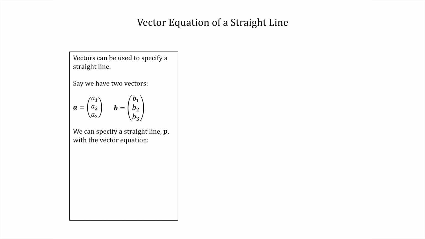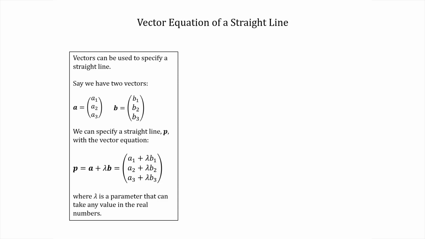One way to specify a straight line p is with the vector equation p equals a plus lambda b, where lambda is a parameter that can be any real number. Note that p is just a vector. Written as a column vector, it's a1 plus lambda b1, a2 plus lambda b2, a3 plus lambda b3. But as lambda ranges over the real numbers, we obtain an infinite set of vectors, the endpoints of which all lie in a straight line.